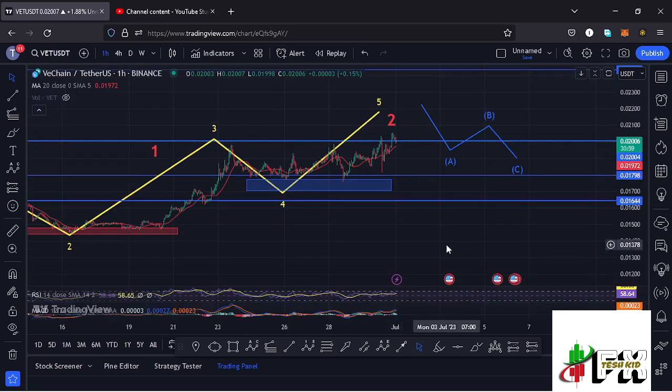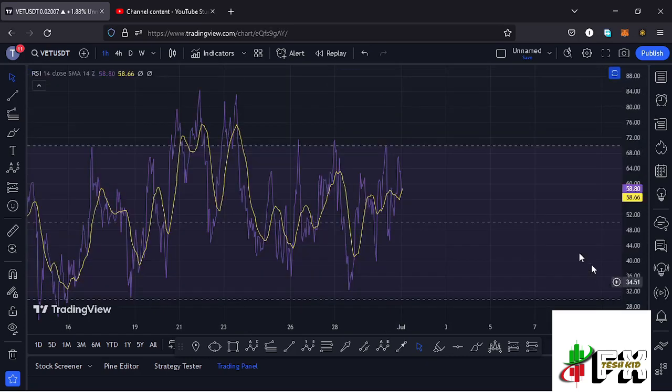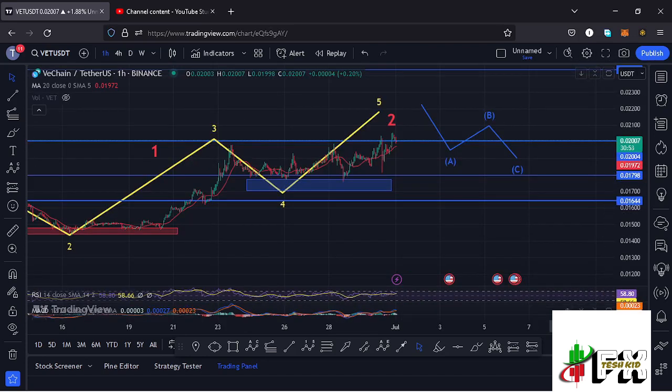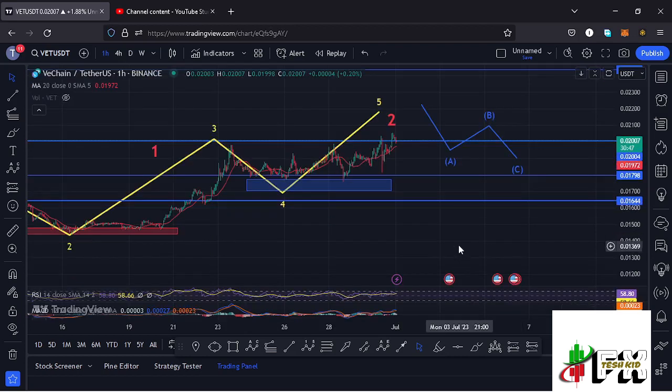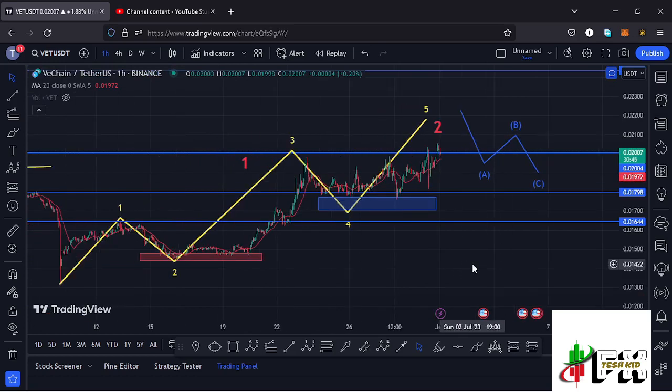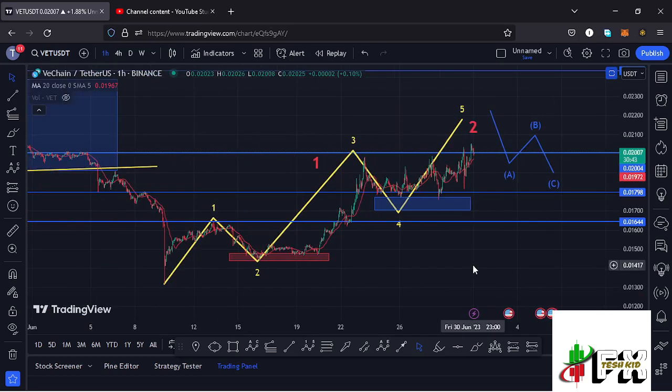Also taking a look at the indicators on the RSI, we are trading at around the 58 mark. Also taking a look at the MACD, we have been able to print a bullish cross, fully supporting higher prices. So let's be patient and see how that plays out, and I will be keeping you updated.